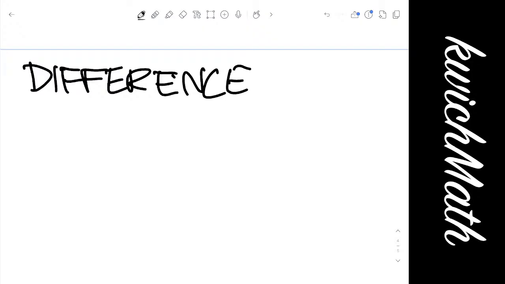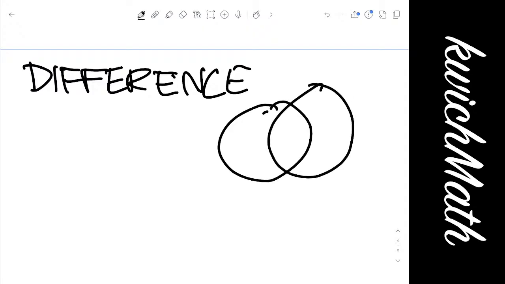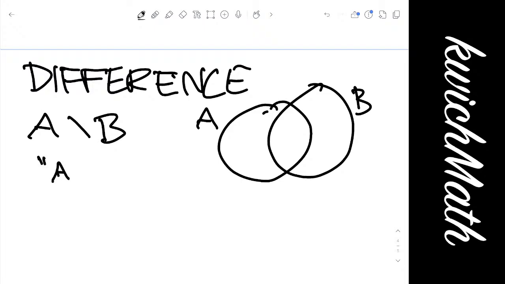Set difference. So here we have A and B. For instance, the set difference A minus B. We pronounce it "minus," but it's this backslash we use to denote it. So it's read A minus B. Well, what is that? That is the elements that are inside A, but not inside B.